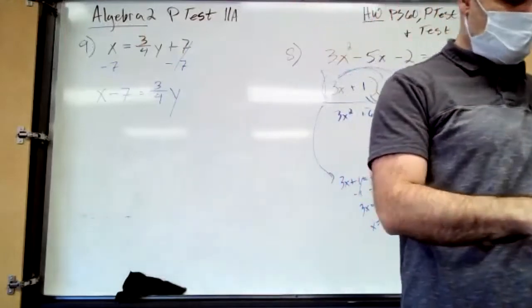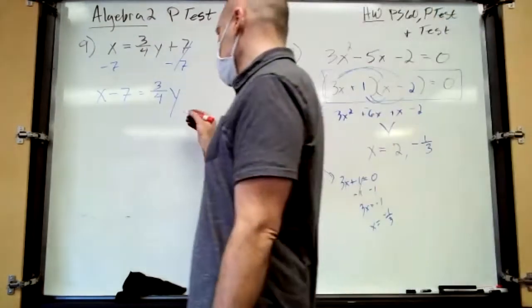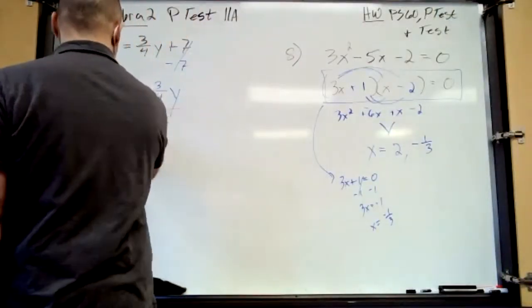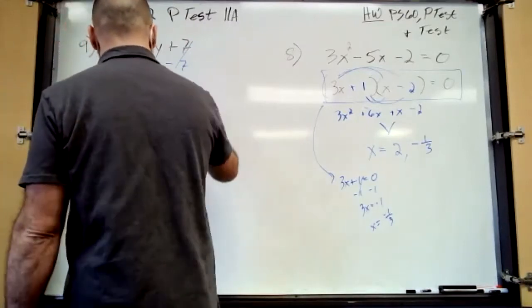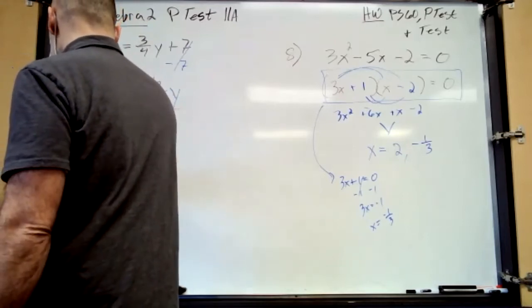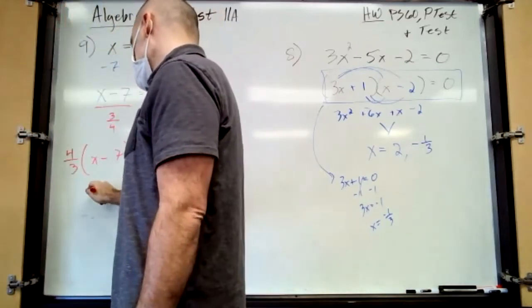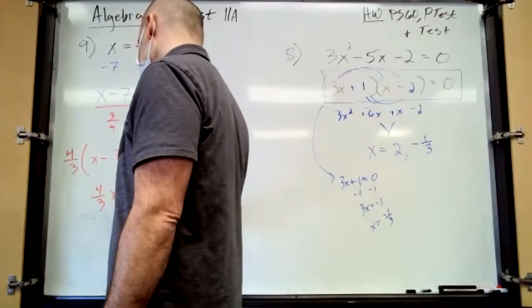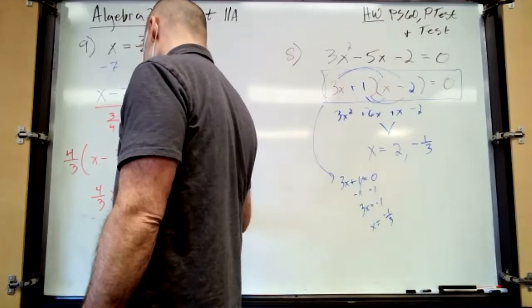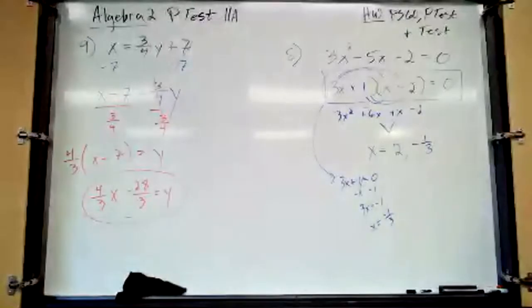So far, so good. Now what? Divide by 3/4, which is, you can copy dot flop. So then you get y equals 4/3 times x minus 7. You can do that. So distribute that. So 4/3 x minus 28/3 equals y. So there is your inverse equation. Okay, so dividing by a fraction, copy dot flop.